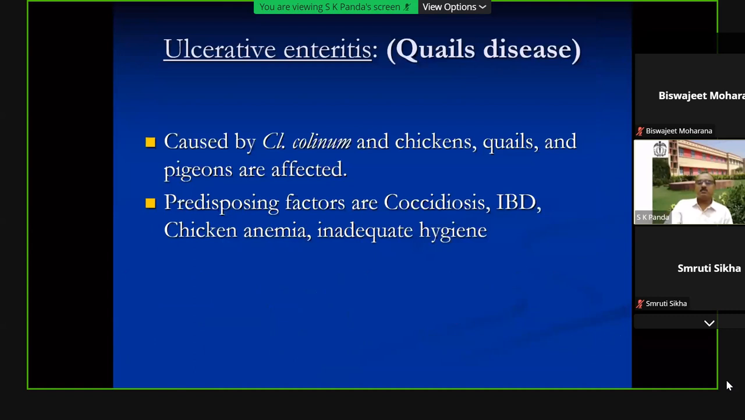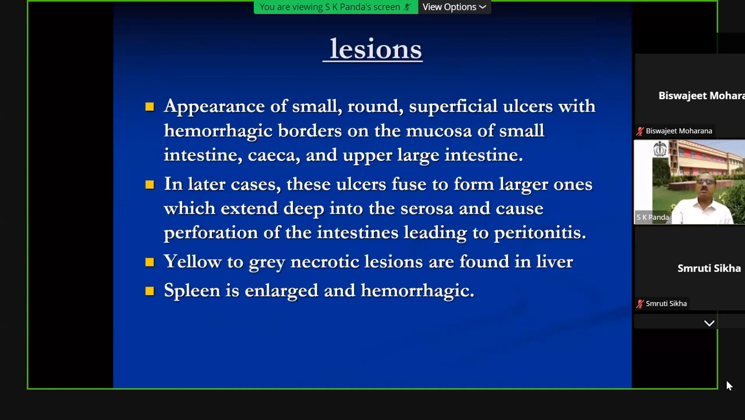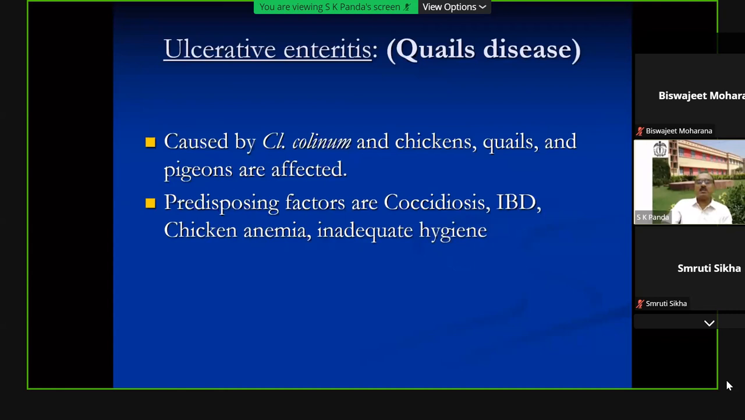Another important form is Clostridium colinum, ulcerative enteritis. It is not so important and is very specific to quails. That's why it is called quail disease. Same type of lesions, ulcers in the intestine. You may remember it: ulceration and hemorrhages, necrosis in the intestinal mucosa, and sometimes you will also find necrotic lesions in the liver, enlarged spleen and hemorrhage. But please remember, one is ulcerative enteritis, quail disease, and another is necrotic enteritis. These are two important things.